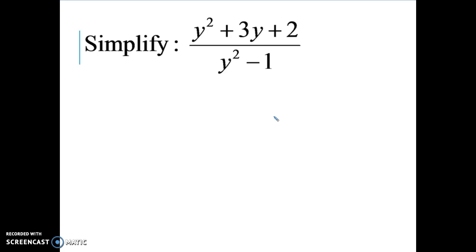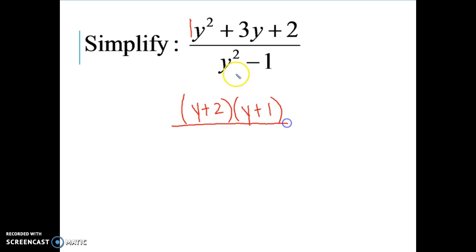For the second example, we've got y squared plus 3y plus 2. Up top I've got a trinomial, and it's a plain Jane trinomial because my coefficient is 1. So I want to multiply to c and add to b. I want to multiply to 2 and add to 3. My only factors of 2 are 2 and 1. So that's going to be y plus 2 times y plus 1.